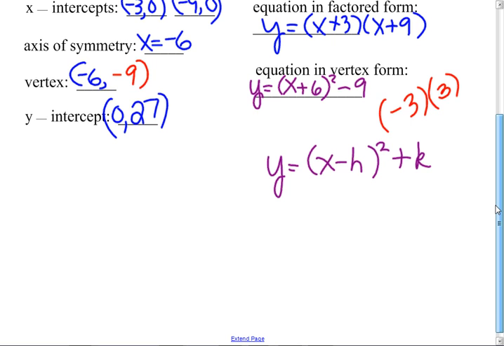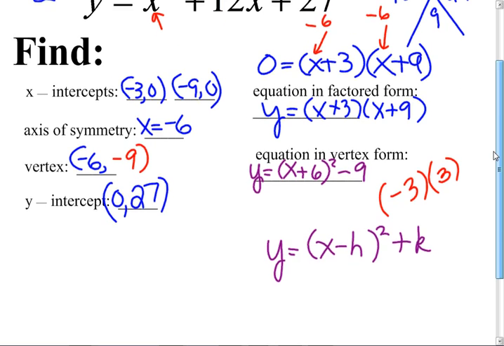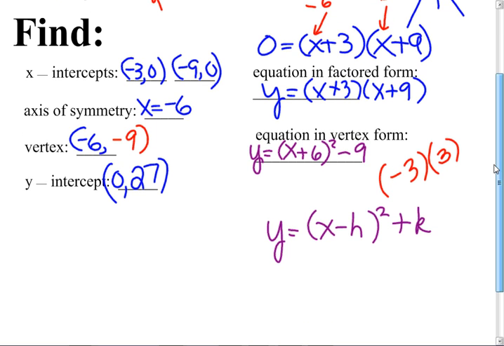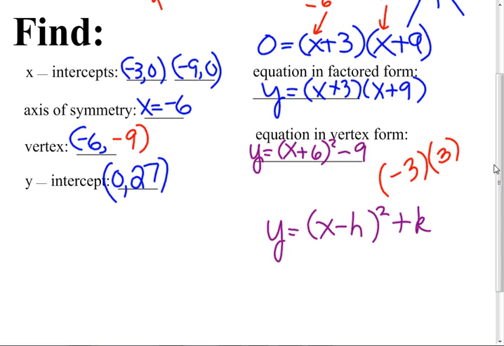Think about what you knew before you started the unit on parabolas. You knew nothing about them, and look at all the stuff you know now. Be proud of that.